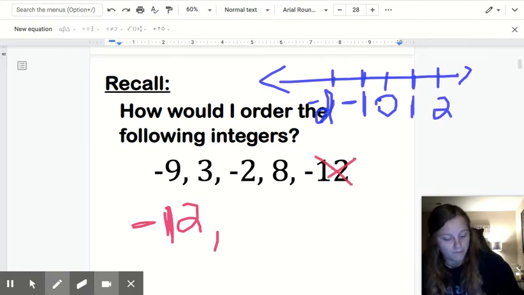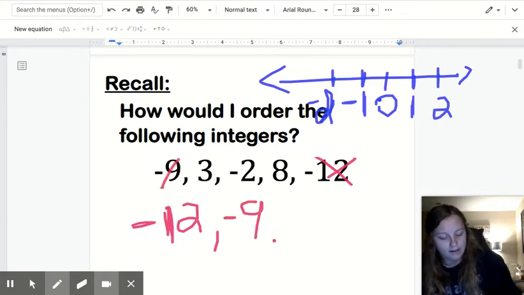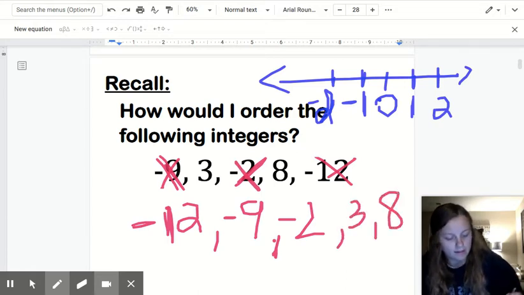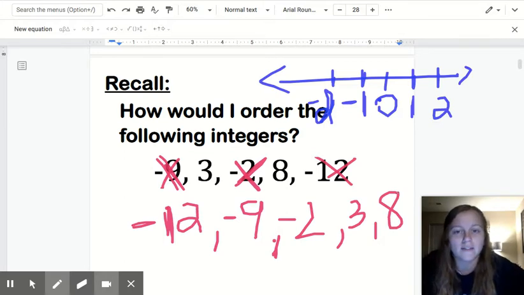We're done with that. Then we have -9 and -2. Those are all of our negative numbers. So now I just have positive. Which one's smaller? 3, and then 8. So again, that's a review, how to order negative numbers from least to greatest.